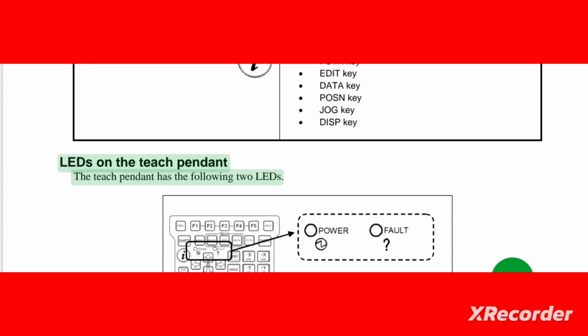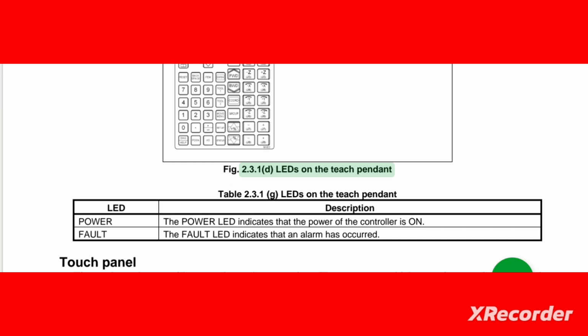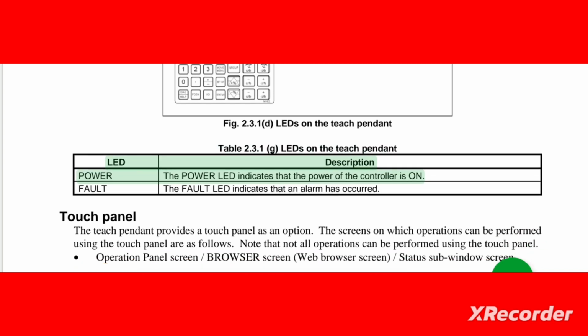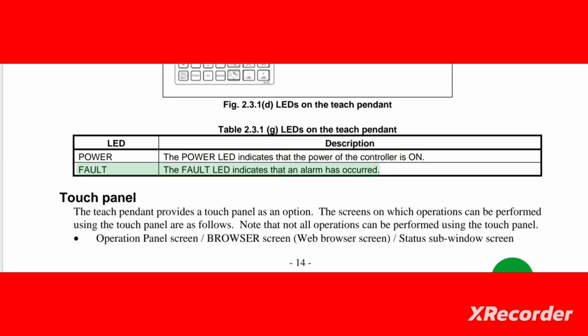The teach pendant has the following two LEDs. Fig. 2.3.1 LEDs on the teach pendant. Table 2.3.1 LEDs on the teach pendant. LED description: Power. The power LED indicates that the power of the controller is on. Fault. The fault LED indicates that an alarm has occurred.